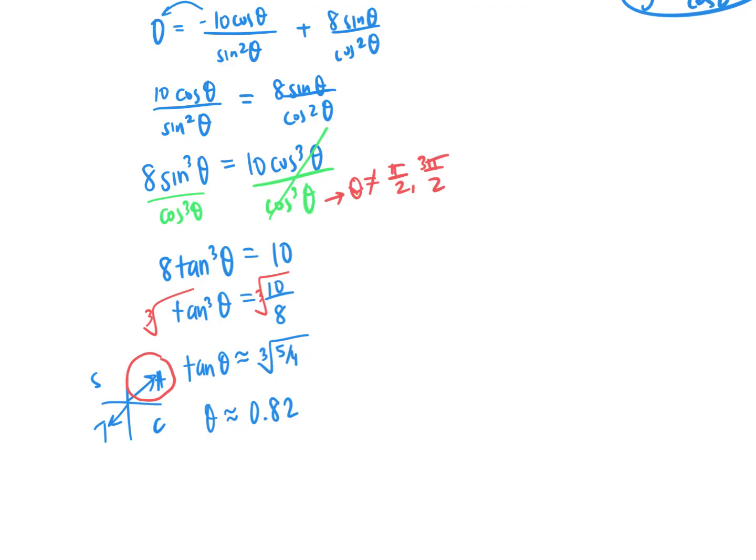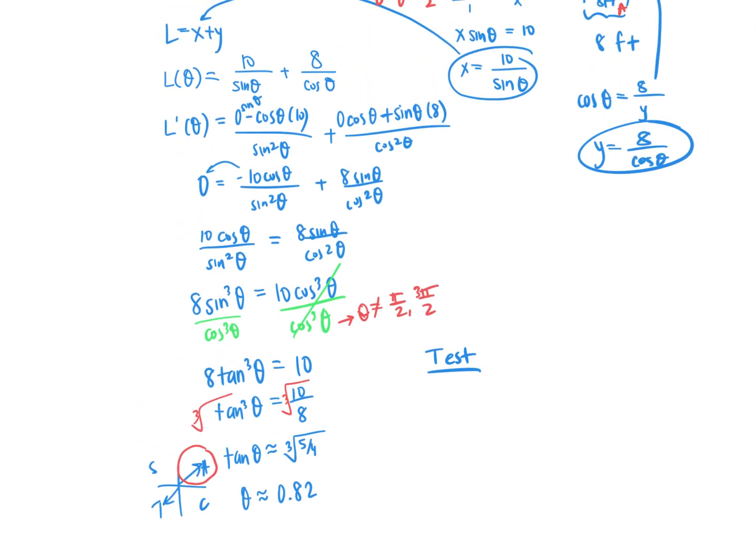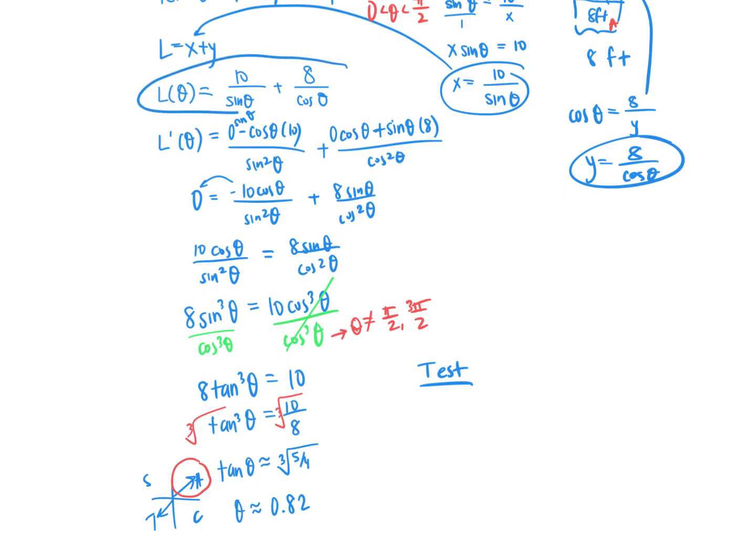And now it's time to test. Okay, and we're going to be testing in that nice length formula that we had, so this one here, and we're going to test based on our restrictions and the critical point that we just got. Now, my restriction was from 0 to pi over 2. I'm not going to type in 0 because sine 0 is 0, so that's going to give me an undefined answer, 10 over 0. So I'm just going to test something close, like 0.1. I'm going to test my 0.82.